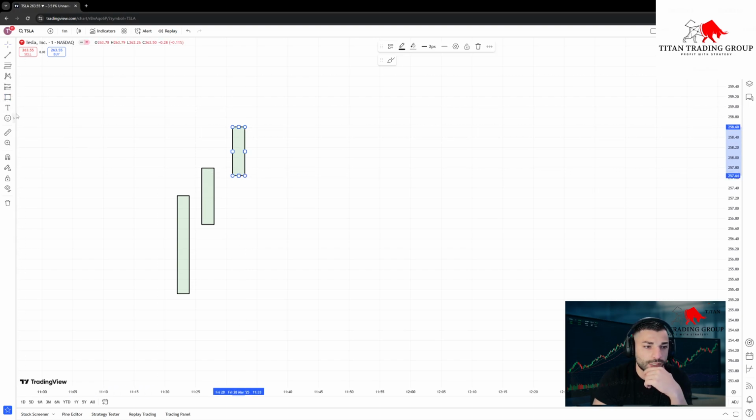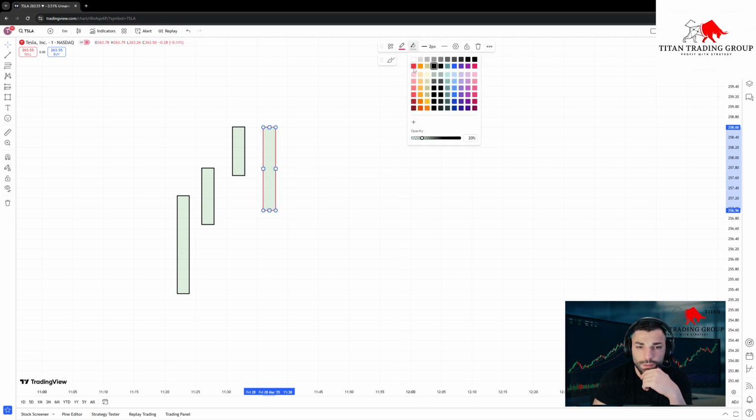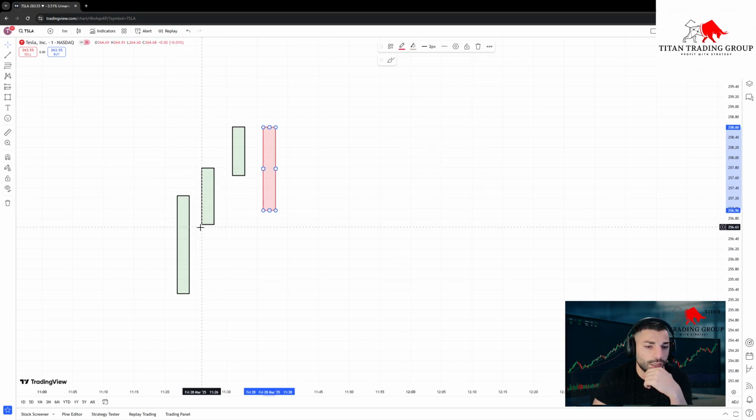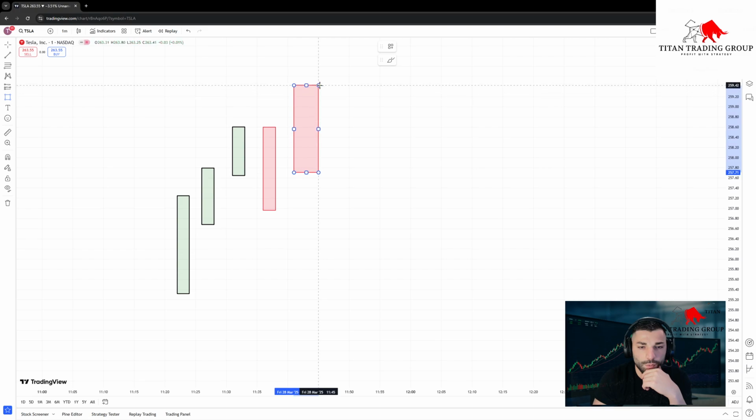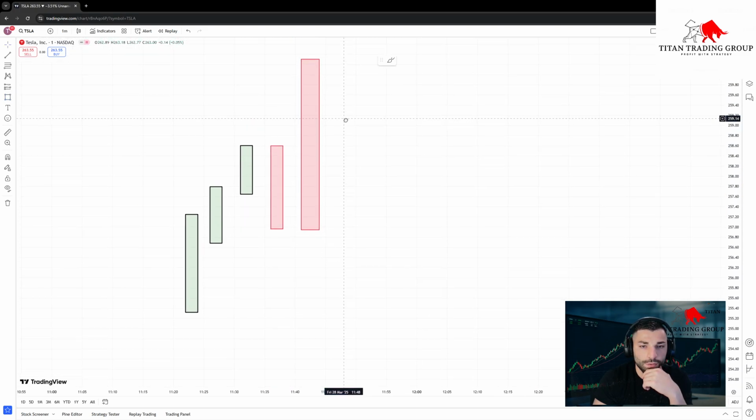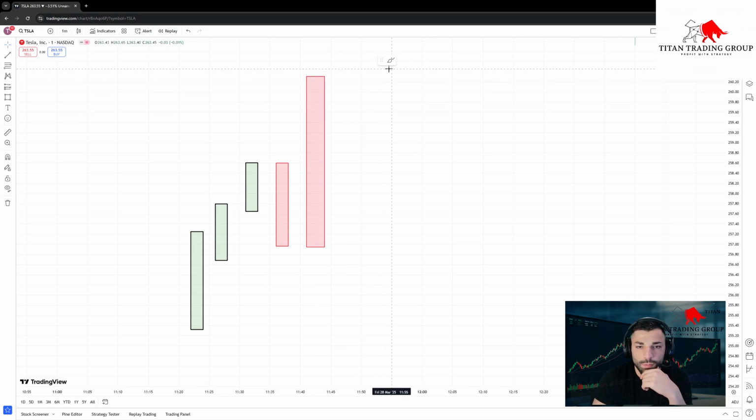And then let's say in the midst of it, we have a red candle, which let's say the stock opened here, made a low to about right here. And then let's draw this one red so we don't get confused. And then we have another green candle, which would be forming right about here. And we see this big move right here. Let's go ahead and mark this one green.